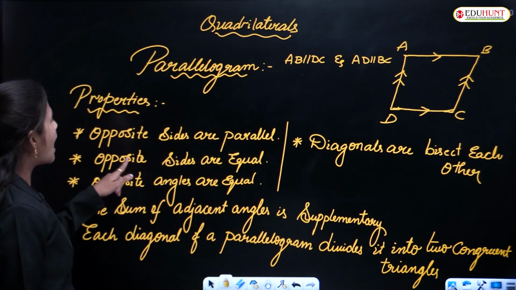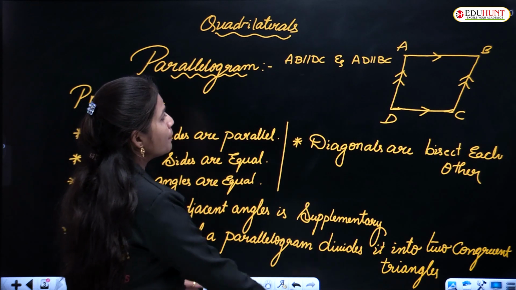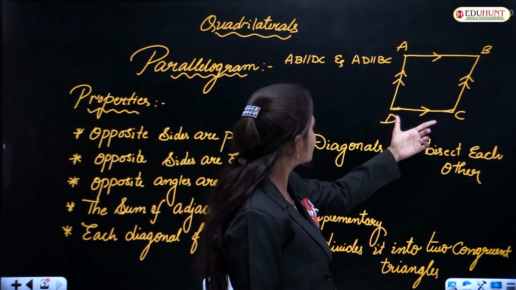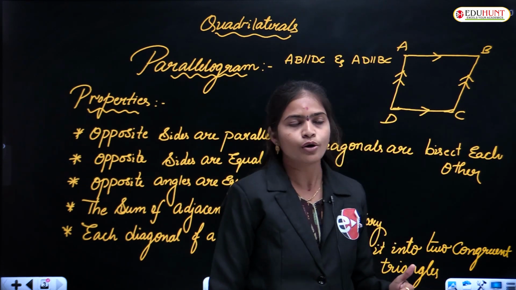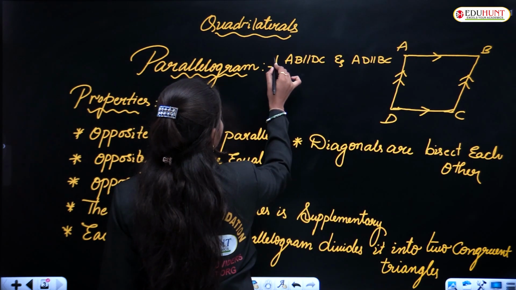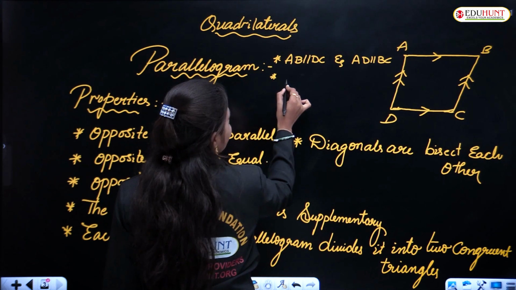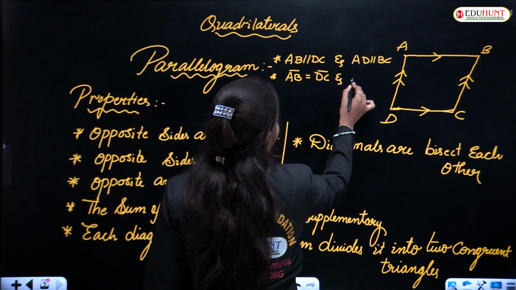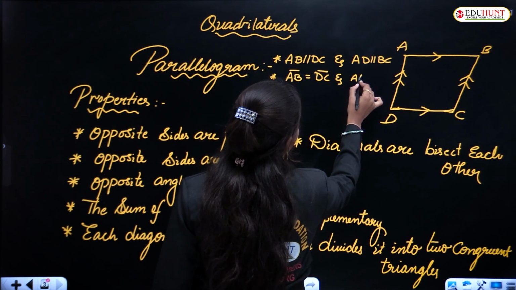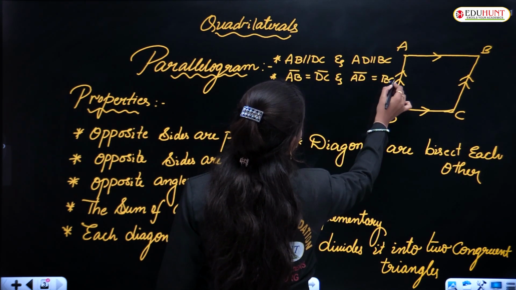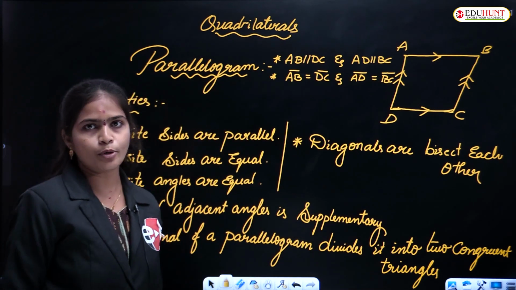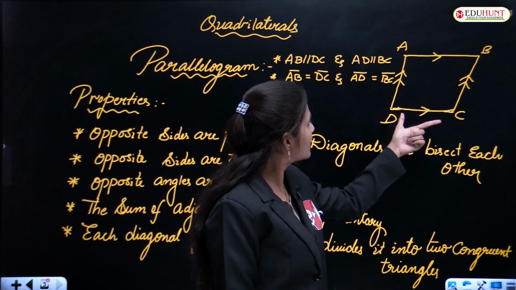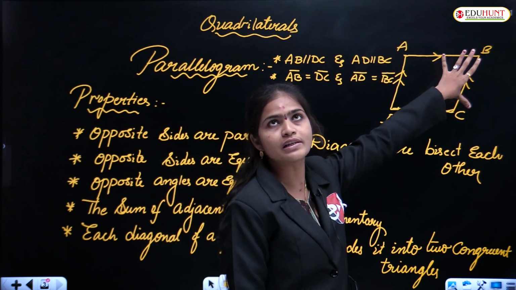Okay, so that is the first property. And the next one, opposite sides are equal. Opposite sides are equal means AB is equal to CD, the same length. AB is equal to DC, as well as AD is equal to BC. Okay, that is the second property. What is the second one? Opposite sides are equal. So AB is equal to DC and AD is equal to BC.